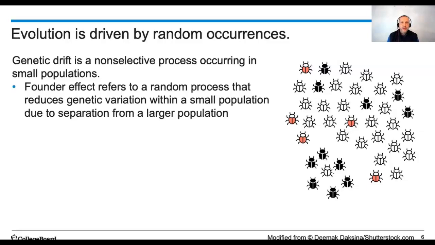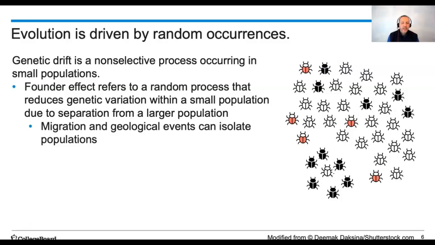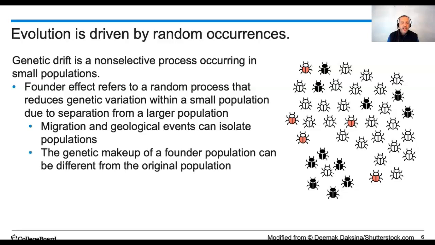Founder effect refers to a random process that reduces genetic variation within a small population due to separation from a larger population. Migration and geological events can isolate populations. The genetic makeup of a founder population can be different from the original population. So as shown in the picture, a small group of individuals breaks off from a larger population and establishes a colony.